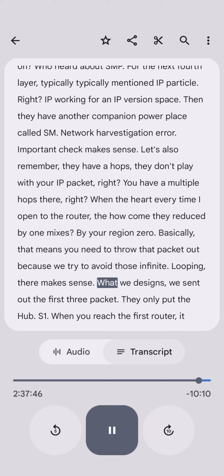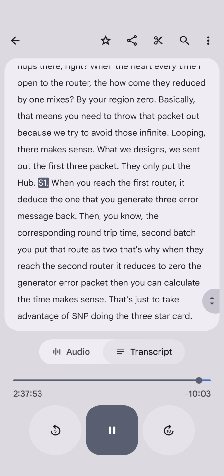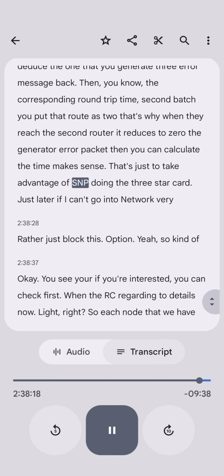That's basically when we design this traceroute, what we design is we send out the first 3 packets. We only put the hop count as one. When you reach the first router, it reduces the count to 0, then you generate 3 error messages back. Then you know the corresponding round trip time. Second batch, you put the hop count as 2. That's why when they reach the second router, it's reduced to 0, then you generate the error packet, then you can calculate the time. Makes sense? That's just taking advantage of the ICMP protocol to do the traceroute part.